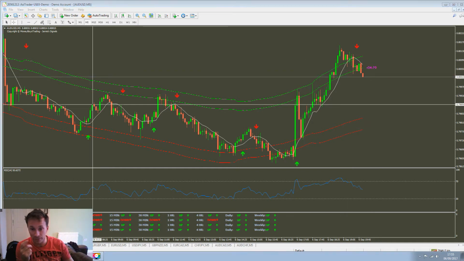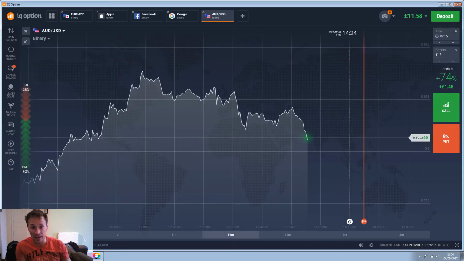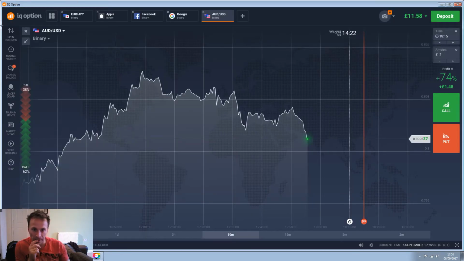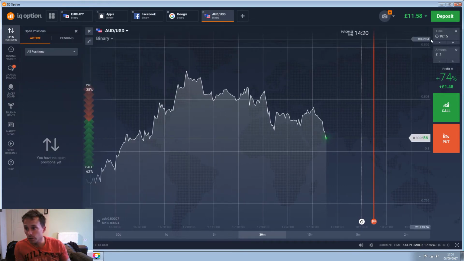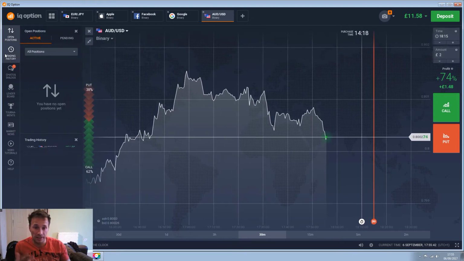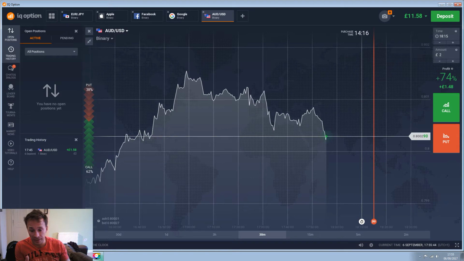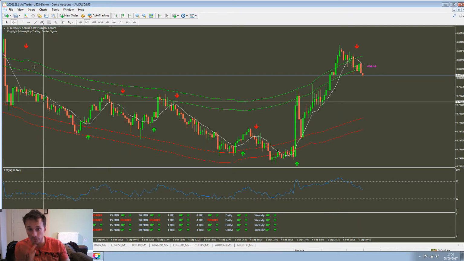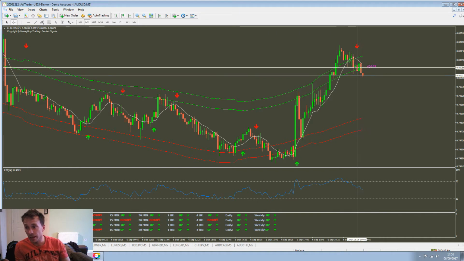I decided I was going to deposit £10 into an IQ Options account and see how much I could make. So there's my £10. I did one trade, AUD USD, and we can see that it is from here. As you can see, it was a winner.